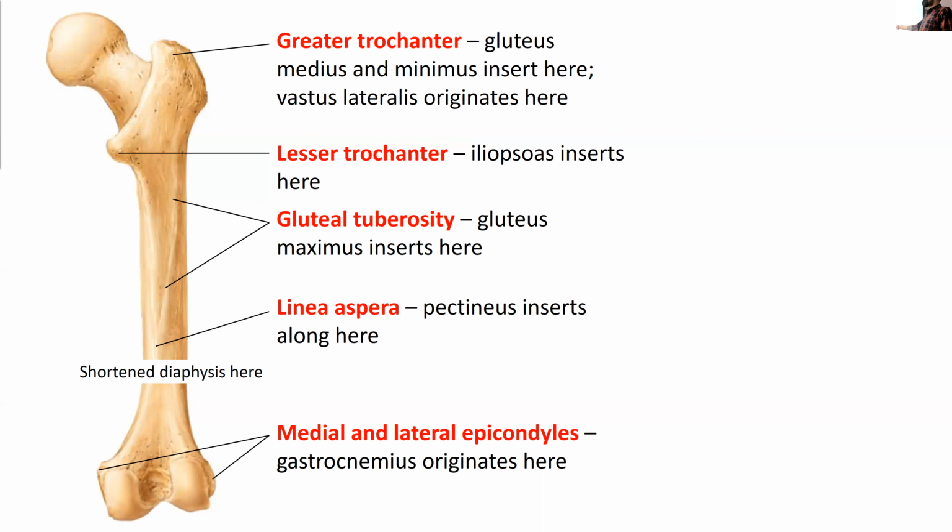And you've got the linea aspera, where your pectineus, which is a smaller muscle in that same area, kind of in your hip region there, inserts. Down here on these medial and lateral epicondyles, you have your gastrocnemius, which is your calf muscle, right? And so that originates up here on your femur and then extends down into your heel, and you'll see that. So make sure you've got a good feel for those landmarks on the femur, not only for understanding the femur, but that will be important when we talk about muscles and the insertions and origins of muscles.